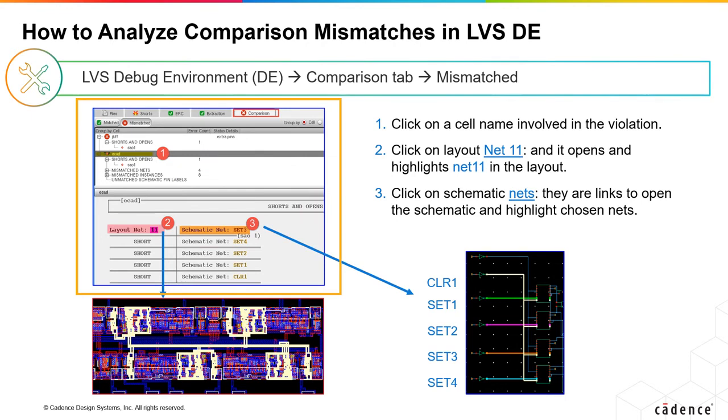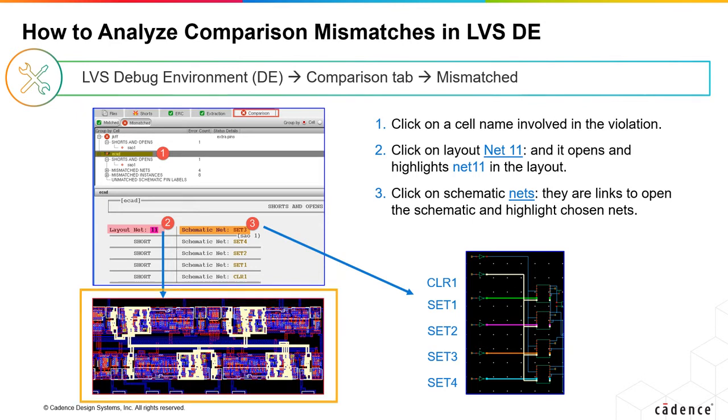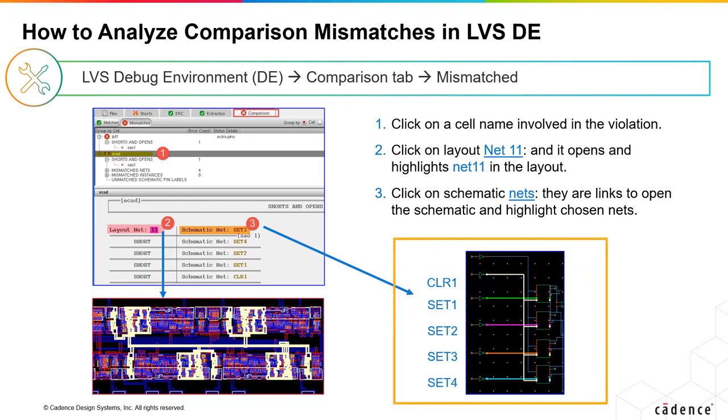Select the mismatched list in the Comparison tab to list out the violations. In the navigation tree, select the cell name involved in violation. The report details of the selected item are displayed in the report section. The messages in the report section are hypertexted. For example, here shorts and opens at cell named ECAT are selected in the navigation tree. The report section says that layout net 11 is shorting with 4 schematic nets. Click on Layout Net 11, and it opens the Layout Viewer and highlights Net 11 in the layout design. Similarly, click on any of the schematic nets and it opens the Schematic Viewer, and highlights corresponding net in the design. Visually analyze the connections or use probing tools in LVS debug environment to locate the short.